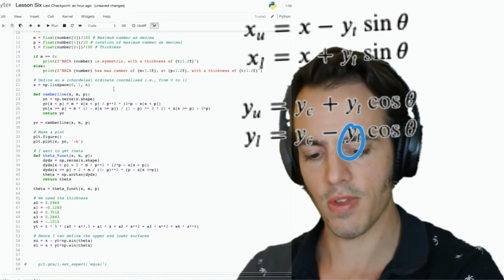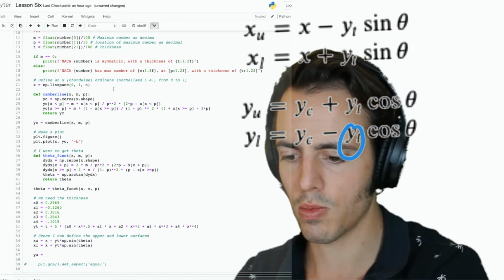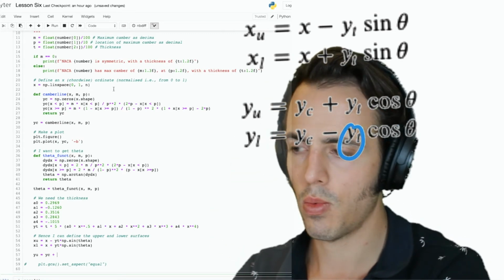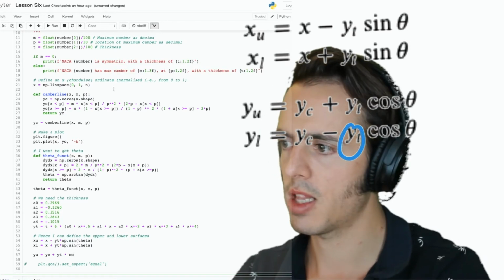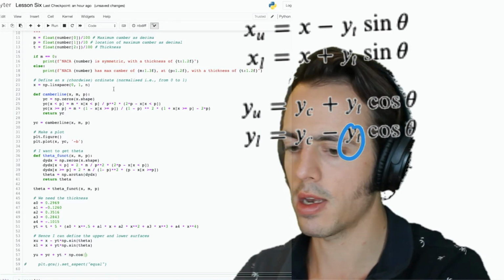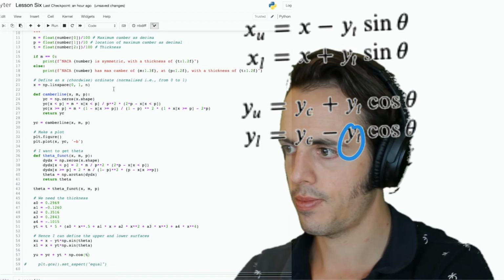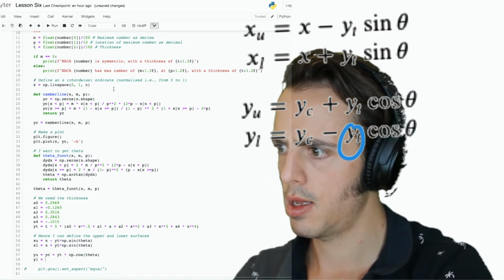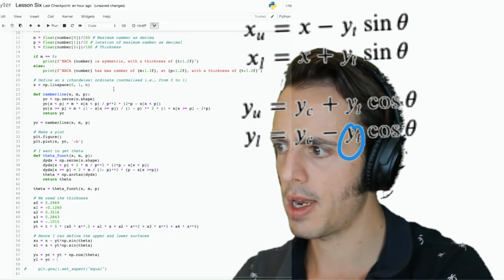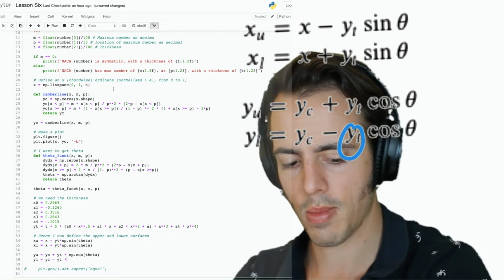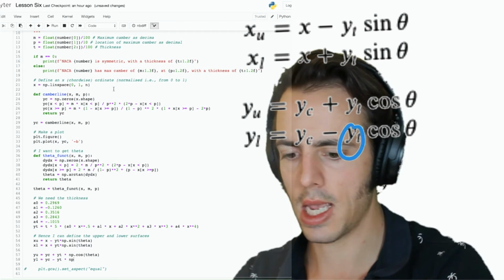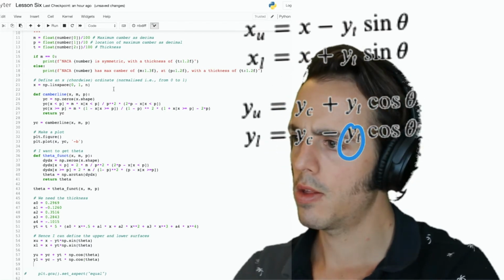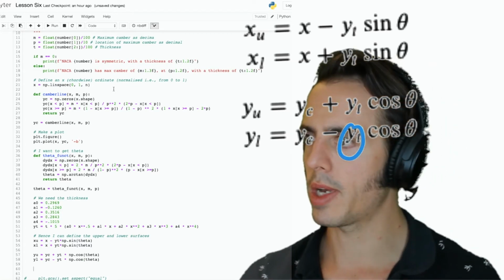And then we do the same for the y. Y of the upper is equal to yc, so that's the camber line, plus yt, so that's the thickness, multiplied by np.cos(theta), and y lower is equal to yc minus yt multiplied by np.cos(theta). So let's see if we can plot these as well now. We're going to add them on as plots.